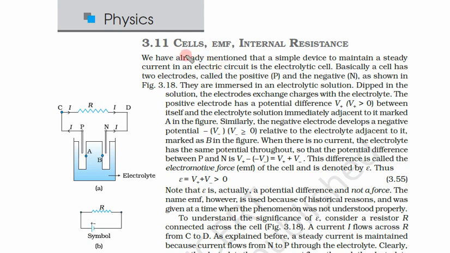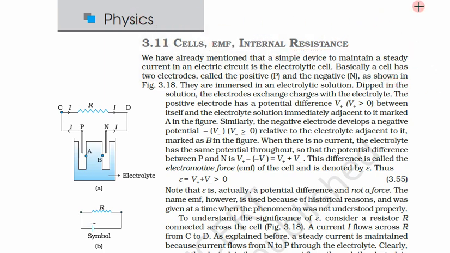Now let's see the next topic. The topic is cells, and this also contains EMF and internal resistance. Let us see what is the EMF of a cell and what is the internal resistance of a cell.